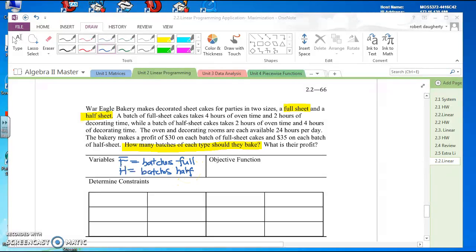And then from there, the objective function, what am I trying to do? I'm trying to maximize, it looks like profit. So there should be a function for profit. How does that relate to my variables? I make a profit of $30 on the full, and I make 35 on the half. That's my profit function. So I've got my variables defined, my profit function.